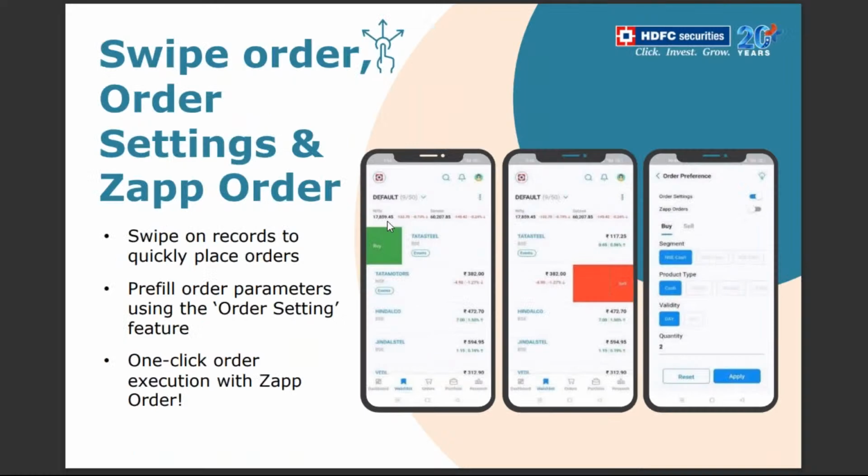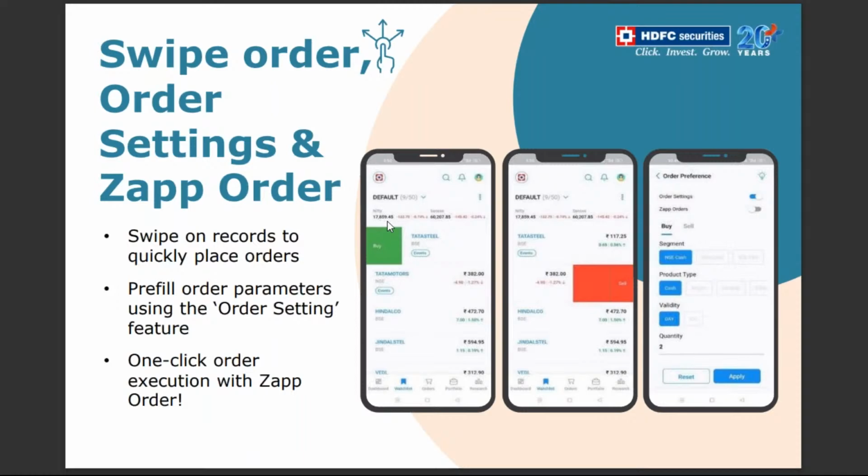More than this, the next interesting part is the swipe order or the zap order. So this is a very interesting page. I think most of the companies have the order placing page, but the zap order page is not there. So with a single swipe, you can place the order. On the right side you can place the buy order, on the left side you can see the sell order. If you swipe it to the right side, the buy order page will open. If you swipe it to the left side, you get the selling order page. So from there itself we can place the order. That is the interesting part.